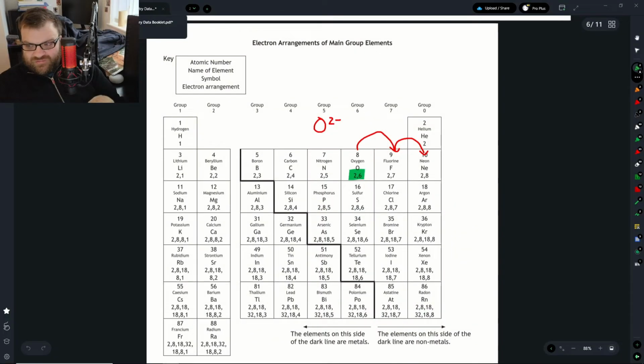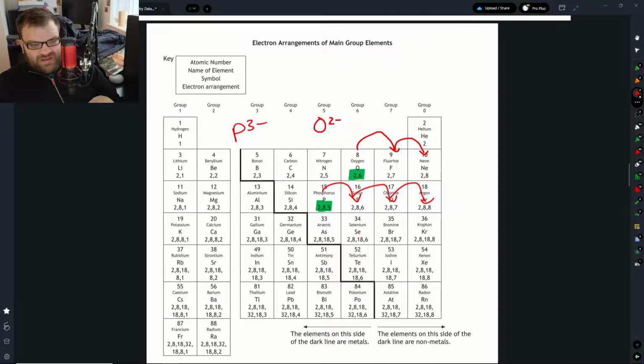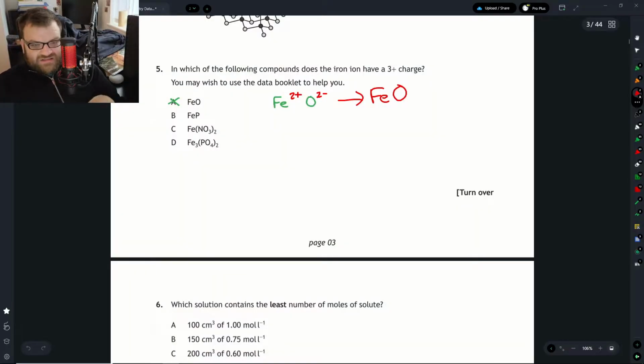Similarly for phosphorus, which is here. Well, phosphorus will need to gain 3 electrons. If it gains 3 electrons, it's then going to become 3 negative. As a result, the ion that is joined to it is going to need to be 3 positive, and then that is just written as FeP.